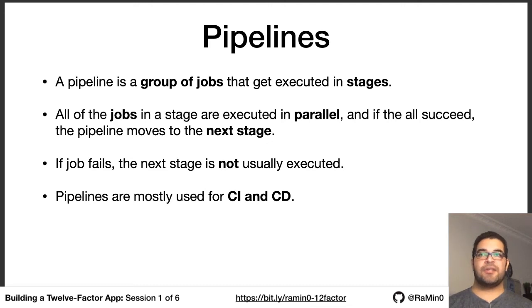So they are basically just a group of jobs that are divided into stages. The stages run in sequence, so once a stage is done, the next stage is invoked, and each stage can contain multiple jobs that are run in parallel. As I said, pipelines are mainly used for CI, which is short for continuous integration, and CD, which is short for continuous delivery. I'll be giving a small hint about the difference between them in a minute.